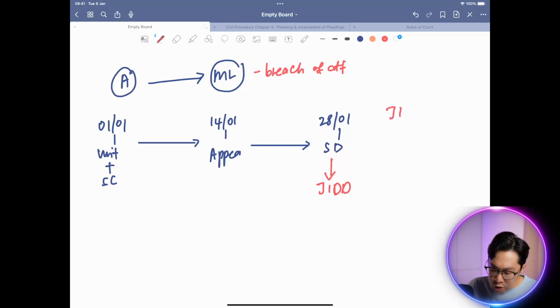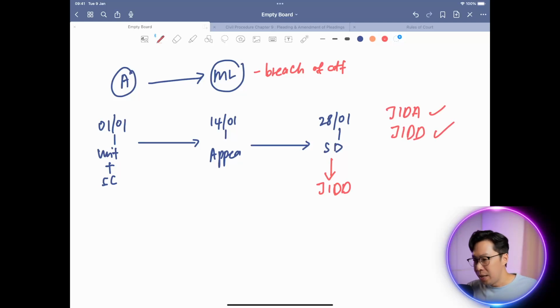So JIDA and JIT work for everything. It's just that on this particular JIDA, there is one specific thing that is under your Order 13 Rule 6, where for that kind of thing, even if the party didn't enter appearance, you cannot enter a JIDA against him. So you have to continue as if he has entered appearance, and then you will go to the next step.